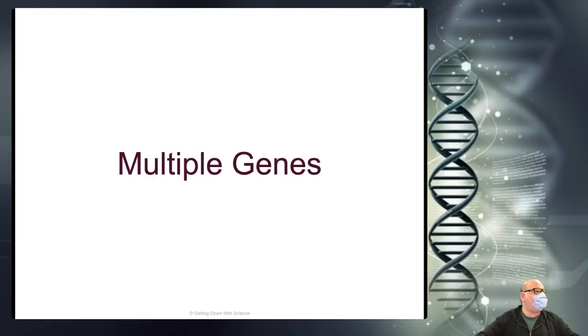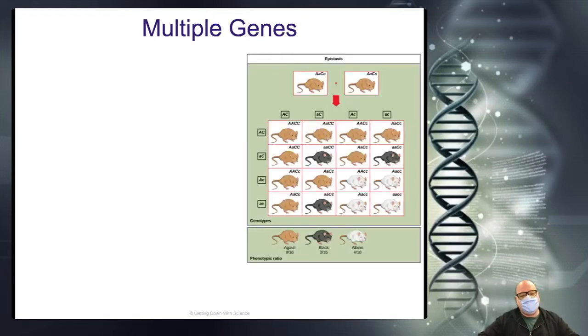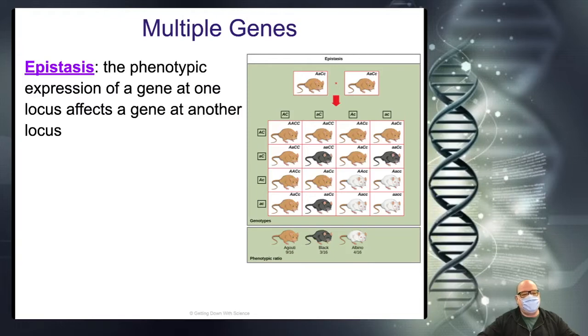Let's look at some things that are controlled by multiple genes. Good questions, everybody. So, the large majority of traits are controlled by more than one gene. A good example of this is something called epistasis. These are called epistatic genes. The gene at one spot totally controls whether another gene turns off or on.